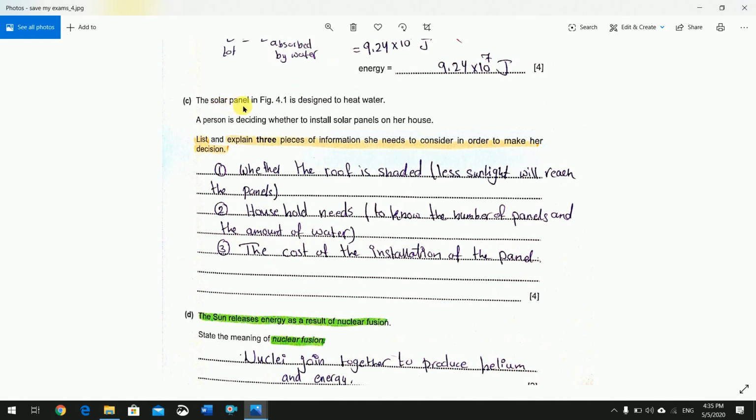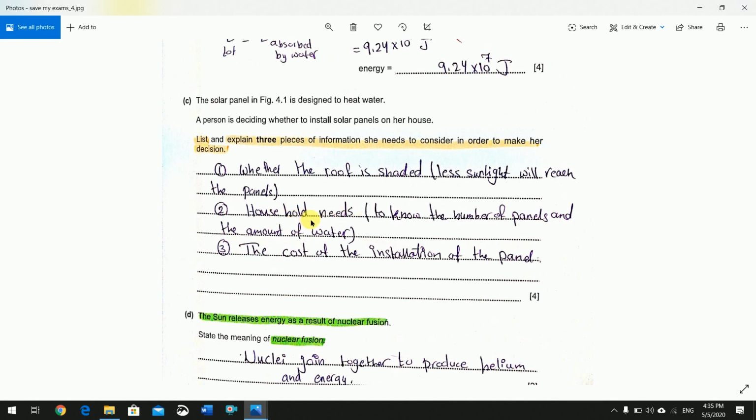Now, the solar panel in figure 4.1 is designed to heat water. A person is deciding whether to install solar panels on her house. List and explain 3 pieces of information she needs to consider in order to make her decision. What information do you have to consider to decide whether you will install solar panels or not? First of all, you have to decide whether the roof is shaded, so that if it's shaded, less sunlight will reach the panels and the water will not be heated enough.